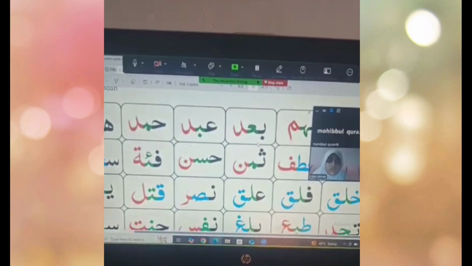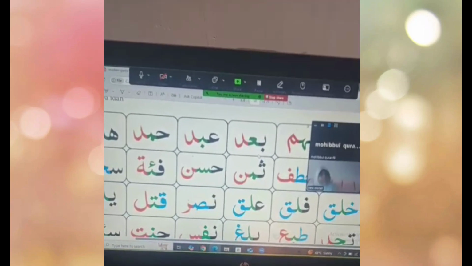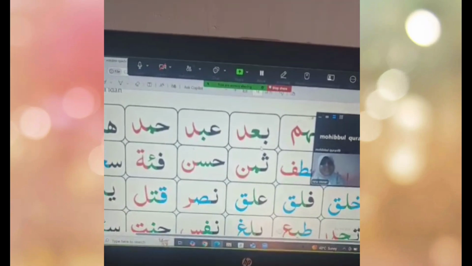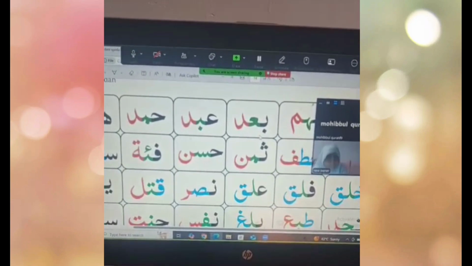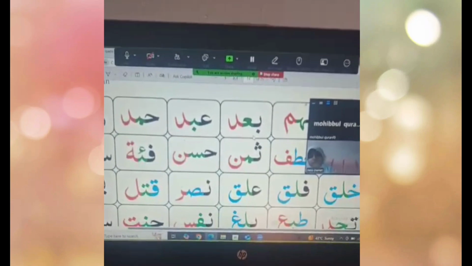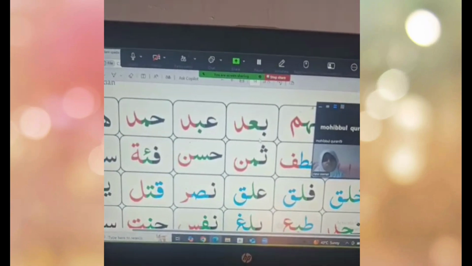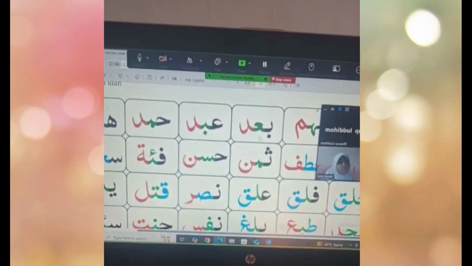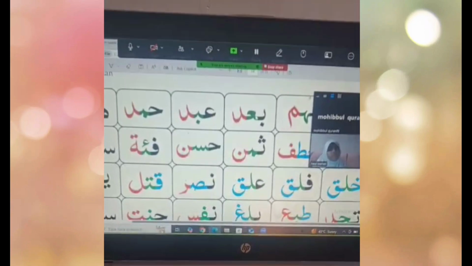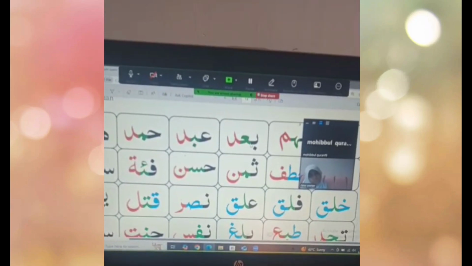Ba is pronounced from the wet part of both lips. And ain. Ain is pronounced from the middle part of the throat. And dal. Dal is pronounced from the tip of the tongue touching the roots of the top two front teeth. Okay. Now we will read Ba-ain dal.